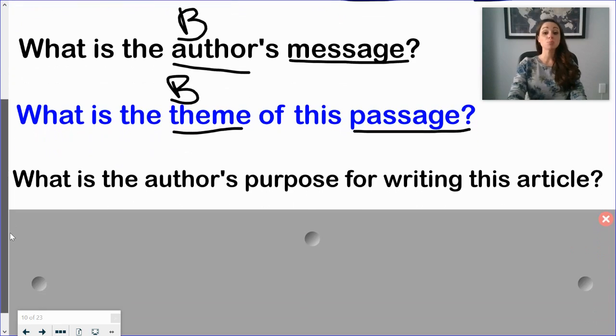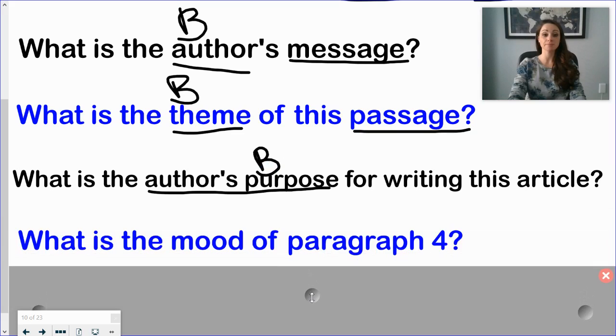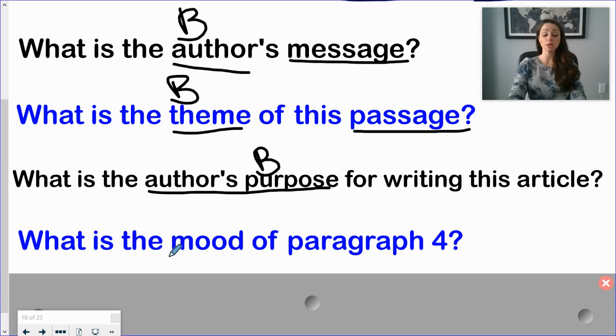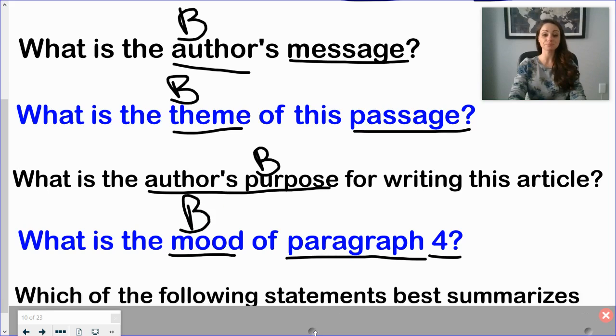What is the author's purpose for writing this article? So our keywords, author's purpose. Purpose is a big picture keyword, so I underline that. What is the mood of paragraph 4? Keywords mood, paragraph 4. And again, really important to get that 4 in there because it's specifically asking about paragraph 4. Mood, big picture, code it with a B.